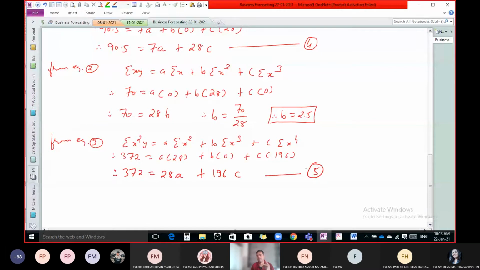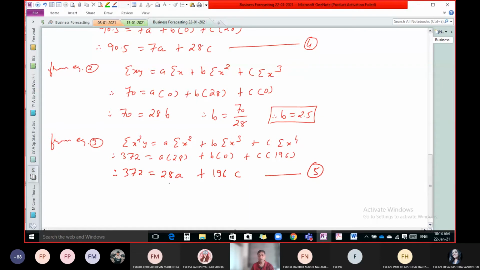And once we have these two equations in form of a and c, you know how to calculate the value of a and c. For that we have to use the method of elimination. So what we have to do in the method of elimination? See, we have to compare either the coefficient of a or the coefficient of c. Here see, the coefficient of a is 7 and here the coefficient of a is 28.